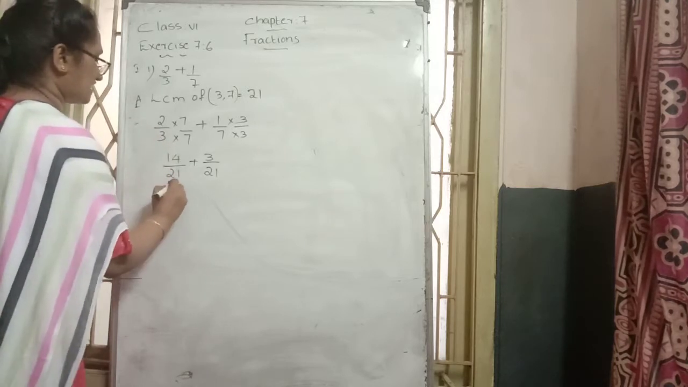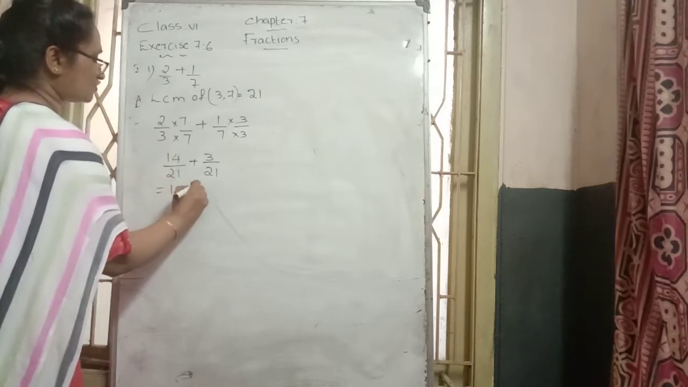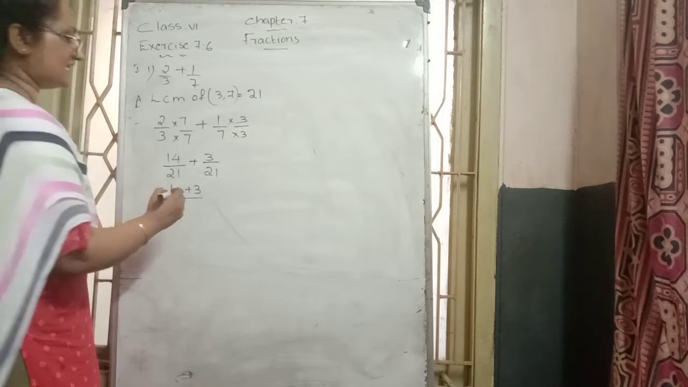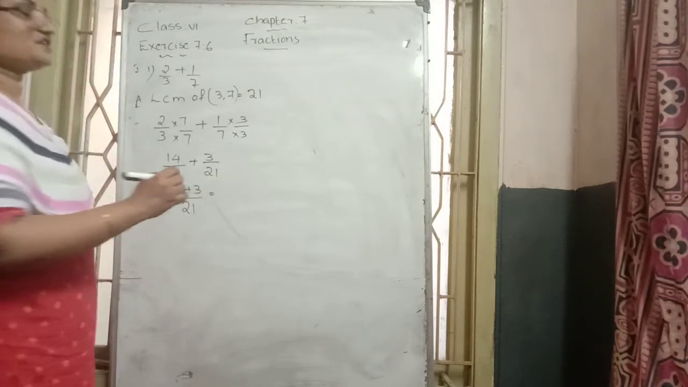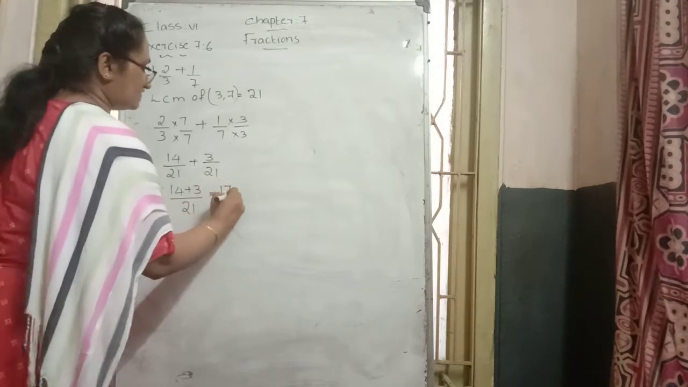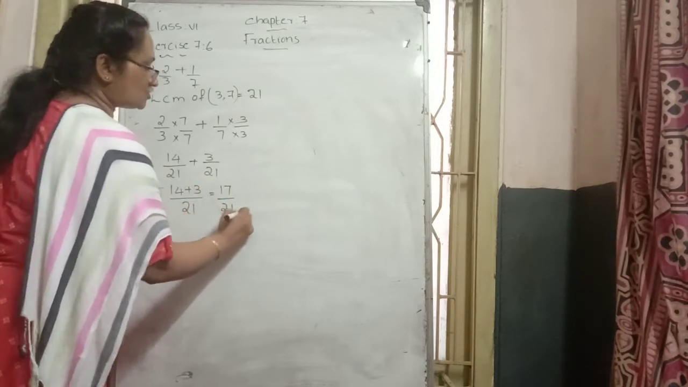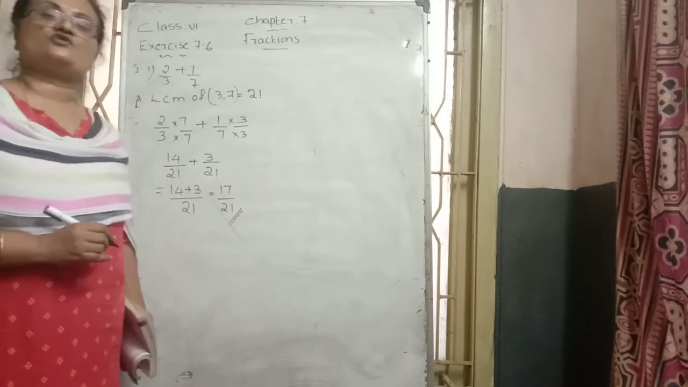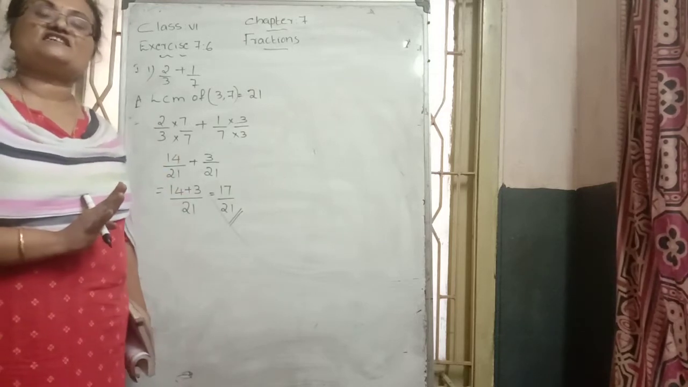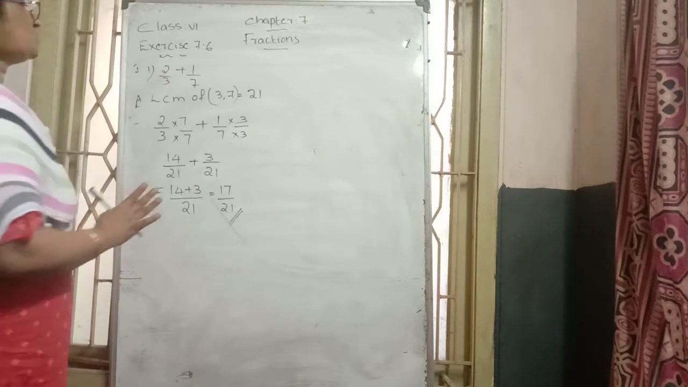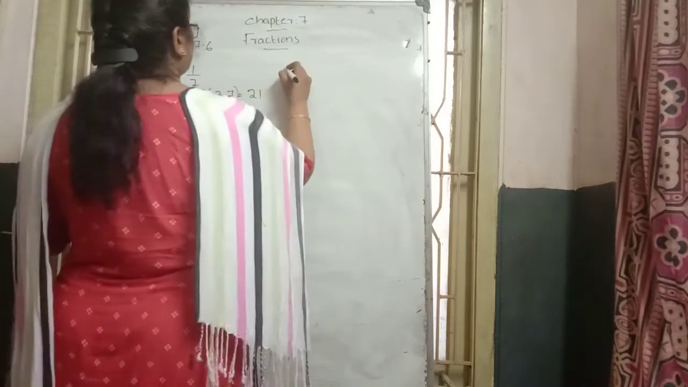So next, the numerators are 14 and 3. We add them and keep the same denominator one time. 14 plus 3 comes to 17, so 17/21, same denominator. If cancellation is possible, we cancel; here cancellation is not possible. So the answer becomes 17/21.